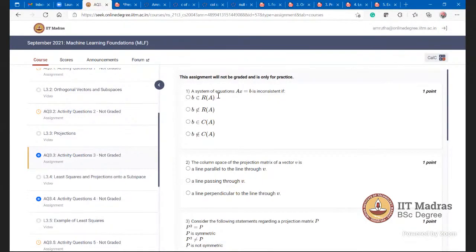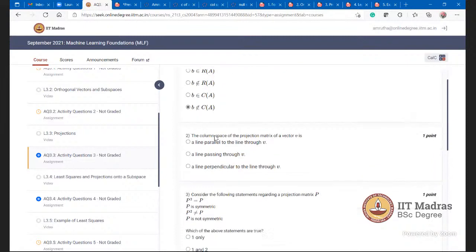So here, a system of equations Ax equal to B is inconsistent if, so a system is said to be inconsistent when it does not have any solution to satisfy the system. So then we call that system to be inconsistent. That condition occurs when the B is not belonging to the column space of A. So when B belongs to column space of A, it's a consistent system. Ax equal to B has a solution.